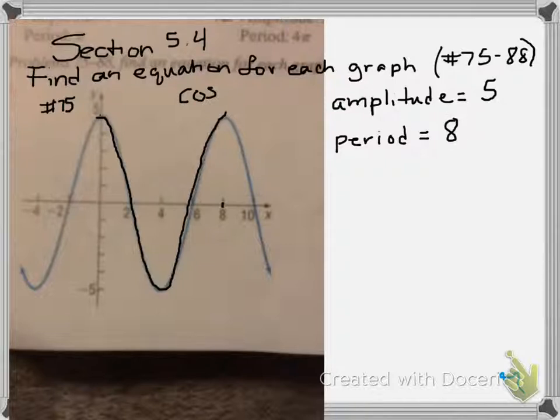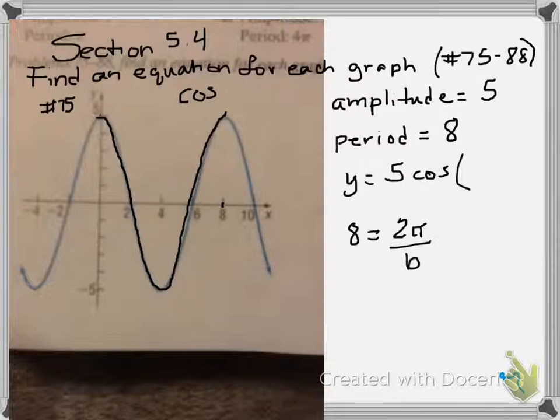Once I have this information, I can now write my equation. I already know that my amplitude is 5, and I know that this is cosine. So y equals 5 times the cosine, but I don't know what my b is yet. So I have to find b. My period is 8, and according to the formula, the period is equal to 2 pi over b. So I need to solve for b.